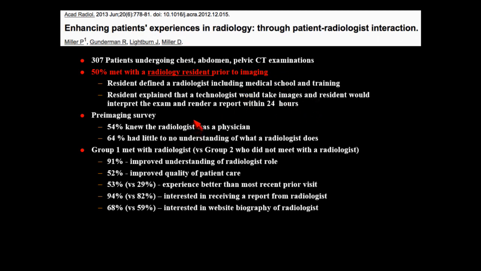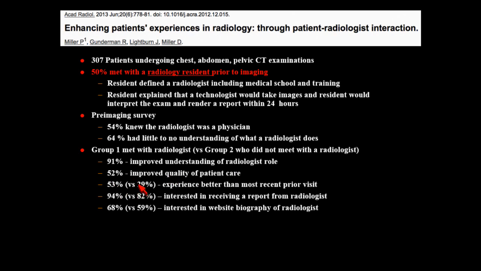In the pre-imaging survey, only 54% knew that a radiologist was a physician, and 64% had little to no understanding of what a radiologist does. For the group that met with a radiologist afterwards, 91% thought meeting with a radiologist improved their understanding of a radiologist's role. 52% thought it improved the quality of patient care.